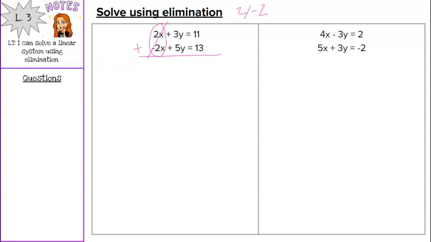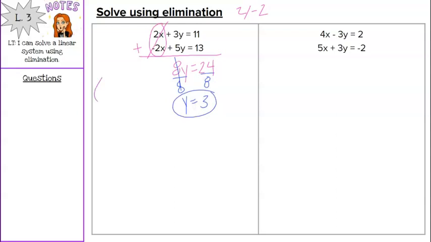Now I continue the problem. 3y plus 5y is 8y equals 11 plus 13 is 24. So I have 8y equals 24. And now I just need to finish solving that equation for y. 8y is 8 times y, so I'm going to undo that with division. Divide by 8 on both sides. Y equals 24 divided by 8 is 3. So I know y equals 3.